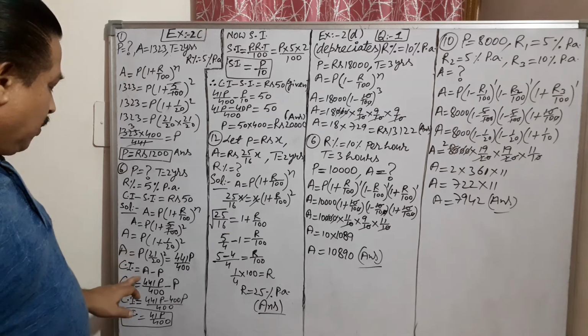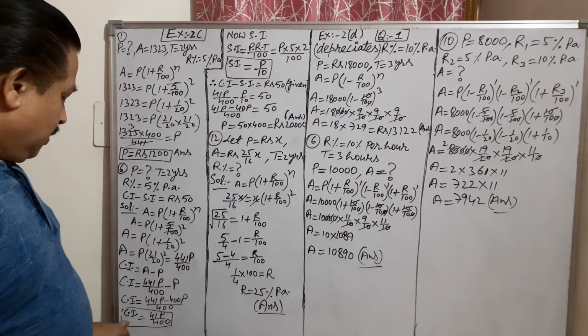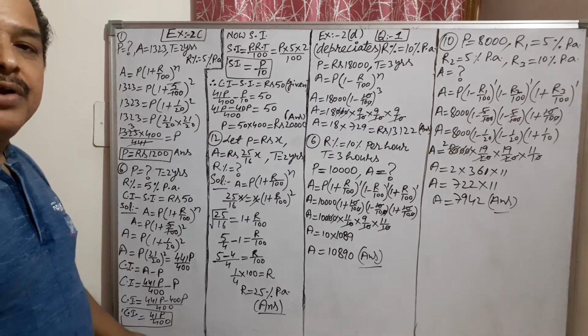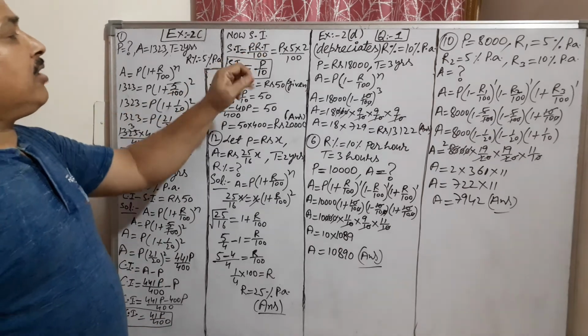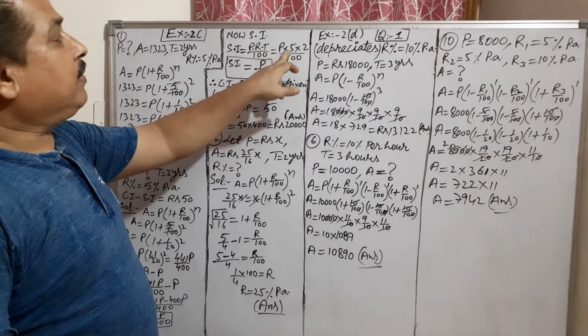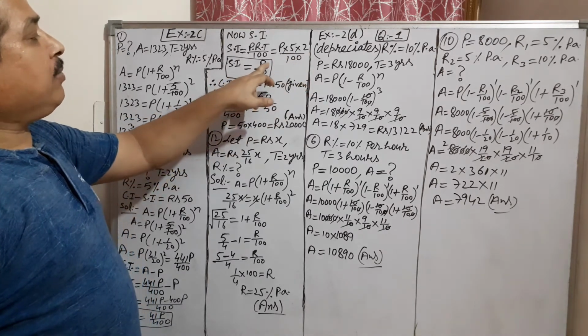Now get the CI. CI formula is amount minus principal. Put the amount value here and P remains P. Take LCM. So CI will come out in terms of P: 41P upon 400. Now get the SI. PRT upon 100. P remains P because P is not given. R and this is time. So SI will come out P upon 10.